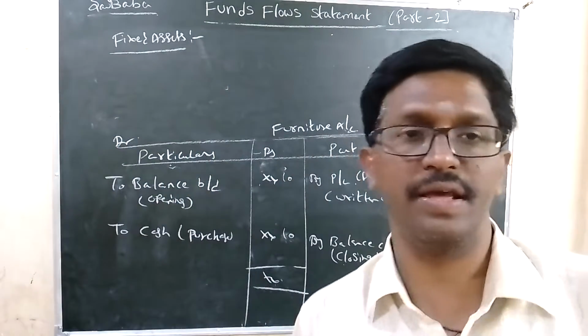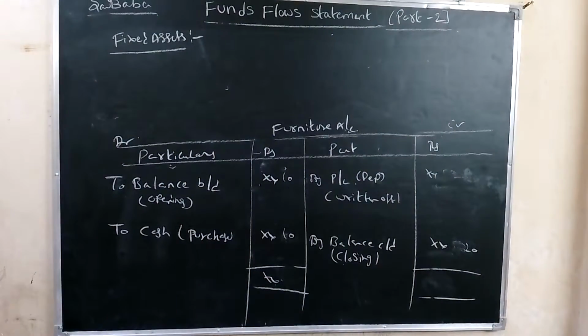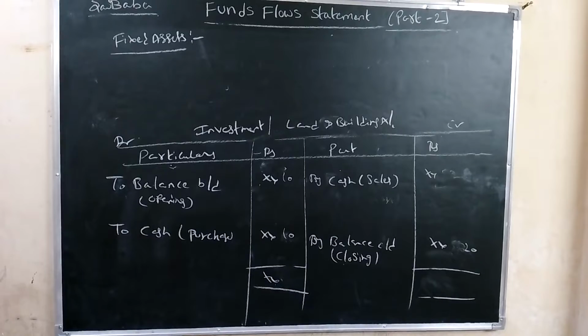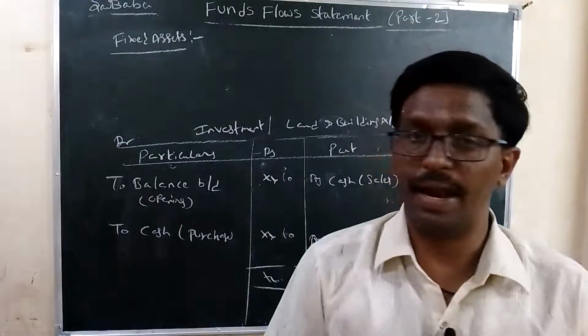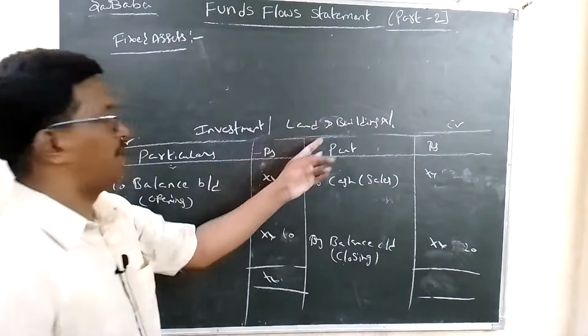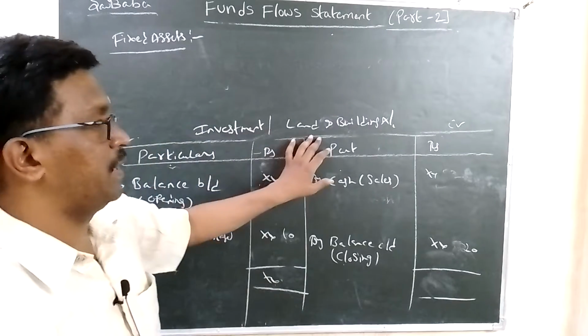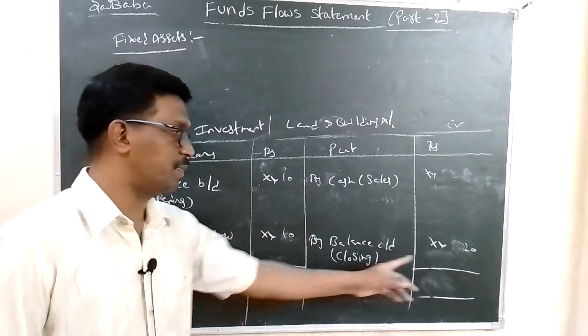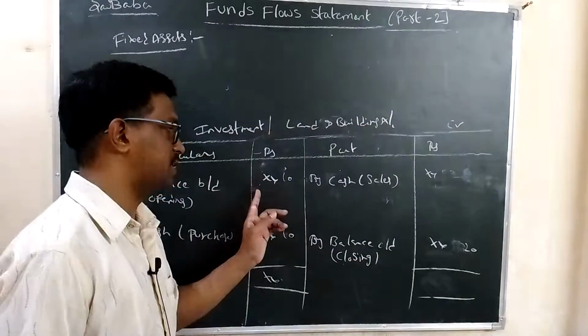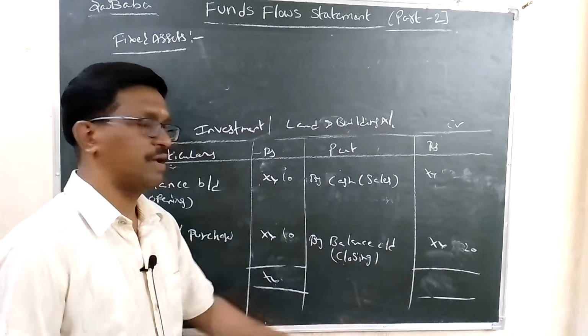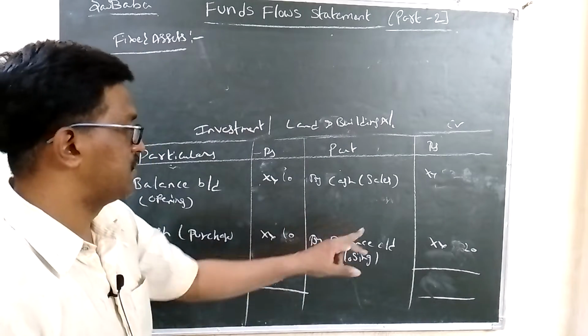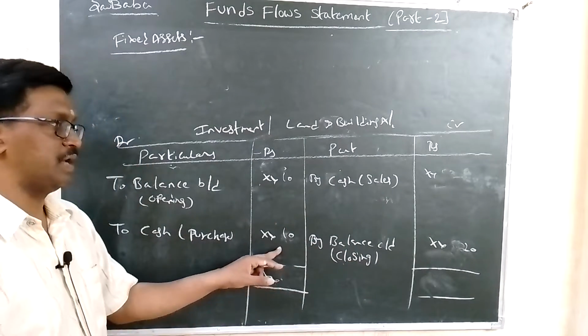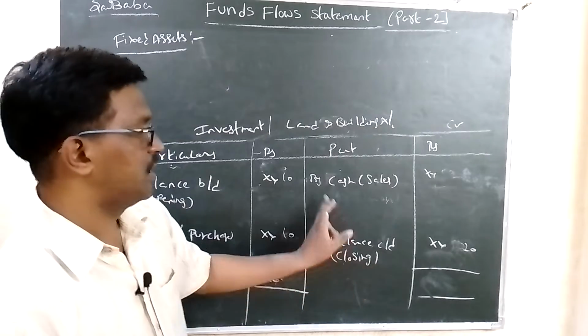Let us see some other assets in the fixed assets. Other examples are investment and land and building. If there is no adjustment, investment's opening balance is debit side, closing balance credit side. Okay, opening balance debit, closing balance credit. If the investment amount increases, it is to cash purchase. If the investment amount decreases, it is by cash sale.